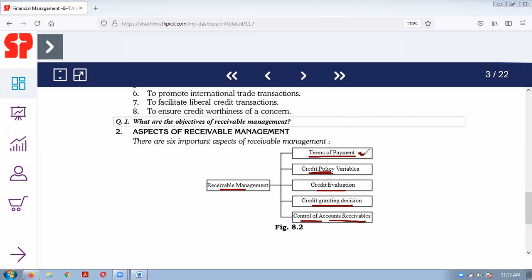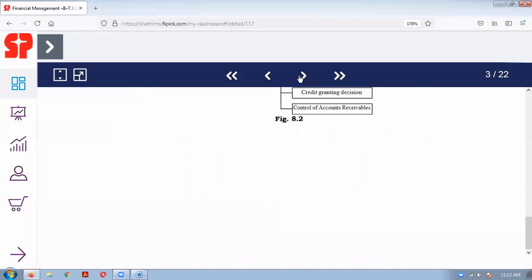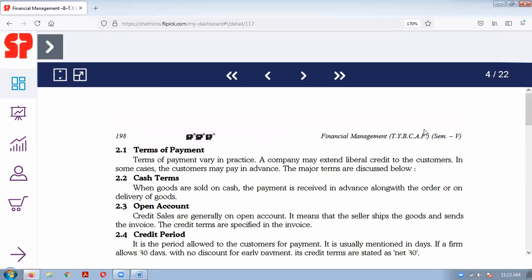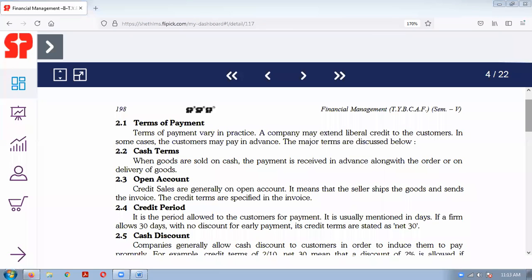So first, it will start from the terms of payment, that is, mutual discussion. Then credit policy, for how many days credit will be given. Then you should evaluate your credit policy, whether it is profitable or not. Then you will take the credit decision. After taking that decision, you should monitor your receivables properly. So there is timely collection, settlement of the dues, etc., that we have to take into consideration before giving the credit.